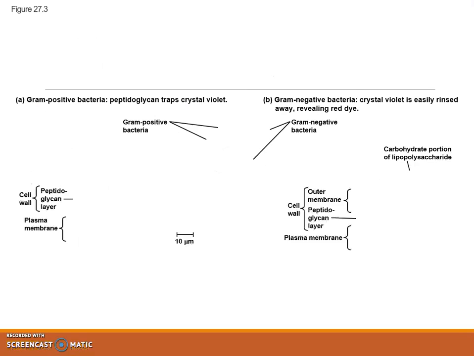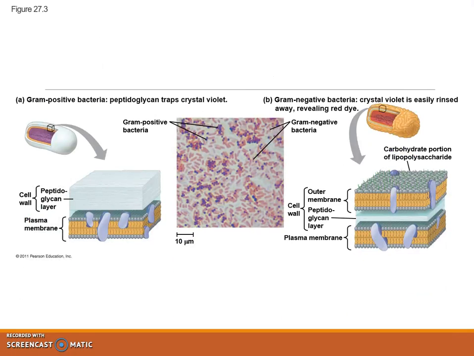I would like you to look at this picture and focus on the left side first. On the left side, you see the cell wall of bacteria. This is the peptidoglycan layer in which, when you add crystal violet, the crystal violet stain gets trapped in between this peptidoglycan layer, therefore giving this blue or purple color to your bacteria, indicating that the bacteria is gram-positive.